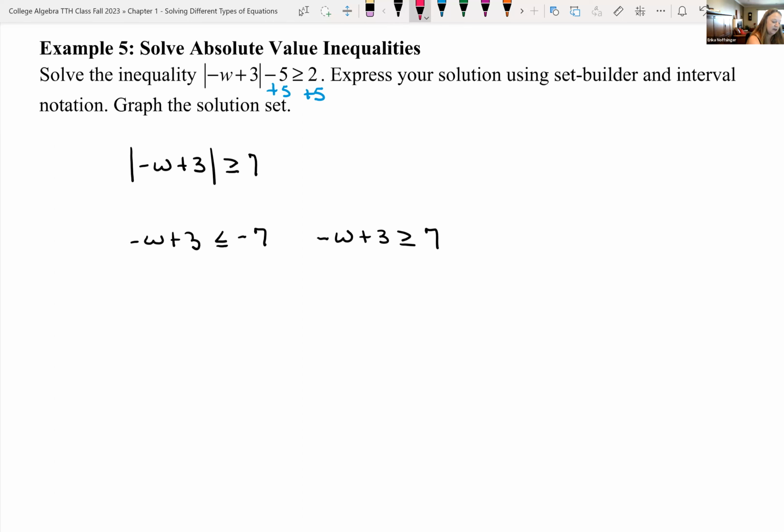First case scenario, to get 3 not on the left-hand side, to undo the addition, we would subtract 3, and we would get negative w is less than or equal to negative 10. We want to divide by a negative number, so we're dividing by a negative or multiplying by a negative. That flips my inequality. And we get w is greater than or equal to, well, negative 10 divided by negative 1 is positive 10.